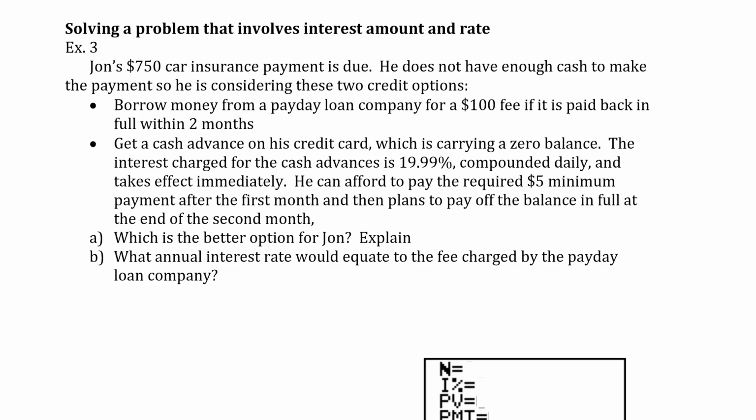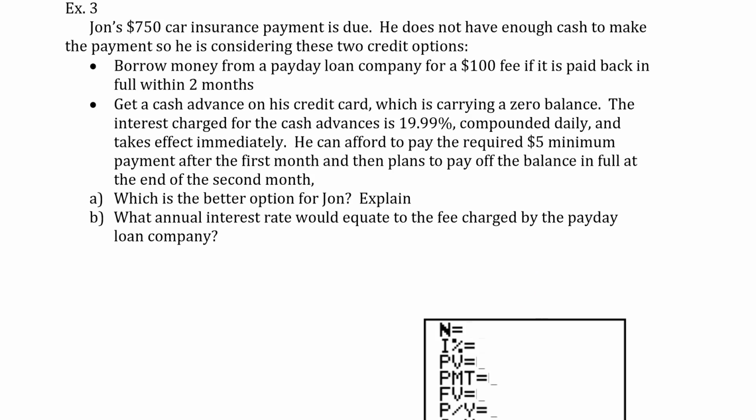Example number 3. John's $750 car insurance payment is due. He does not have enough cash to make the payment, so he is considering these two credit options. Number 1, borrow money from a payday loan company for a fee of $100 if it is paid back in full within 2 months. Or get a cash advance on his credit card, which is carrying a zero balance currently.